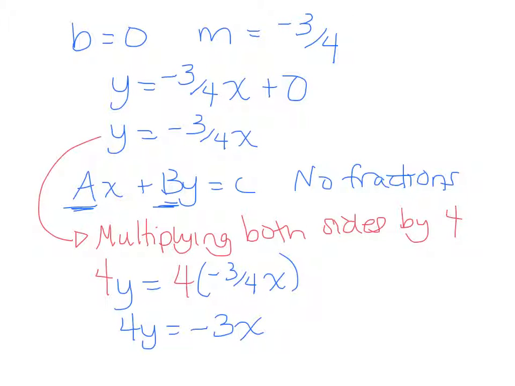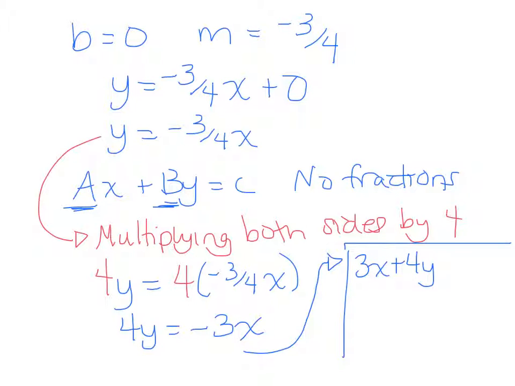The last thing I'm going to do is add 3x to both sides so I can get the x and the y on the same side. So if you add 3x to both sides, we get 3x plus 4y. And since there's nothing left on the right side, we just write 0. Now we have the form ax plus by equals c, and this would be my final answer.